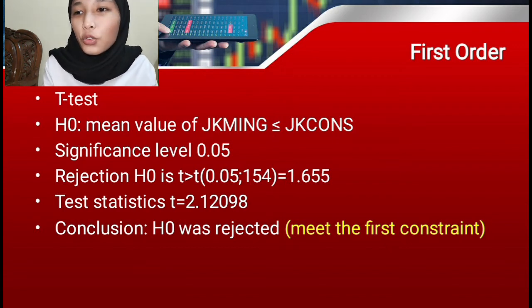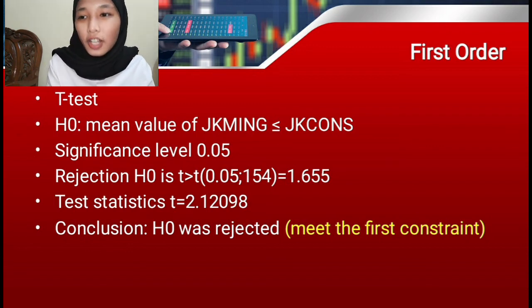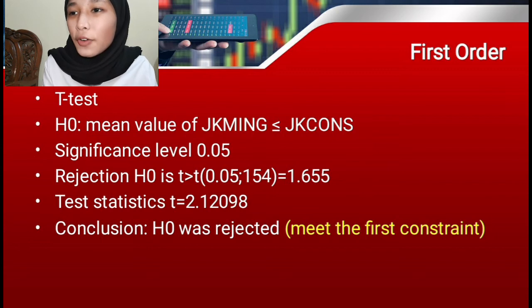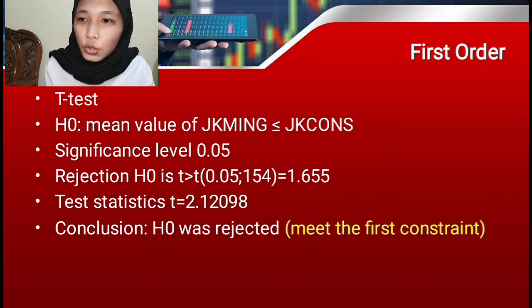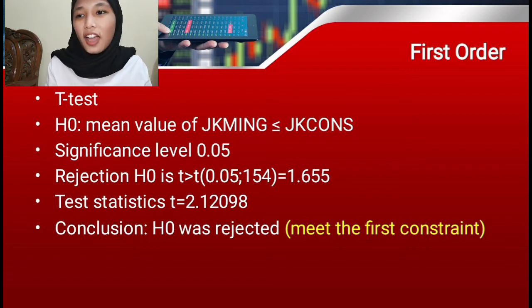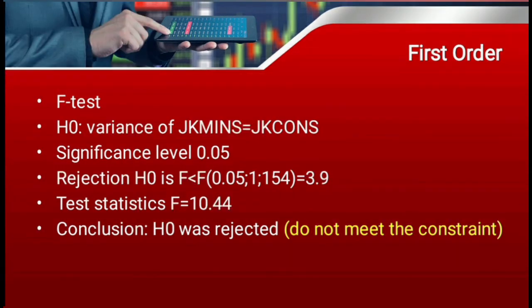and we use a significance level of 0.05. We can calculate the test statistic of JKMING and JKCONS, which is 2.12, and the conclusion is H0 was rejected. So this combination of two indexes meets the first constraint of the first order criteria.